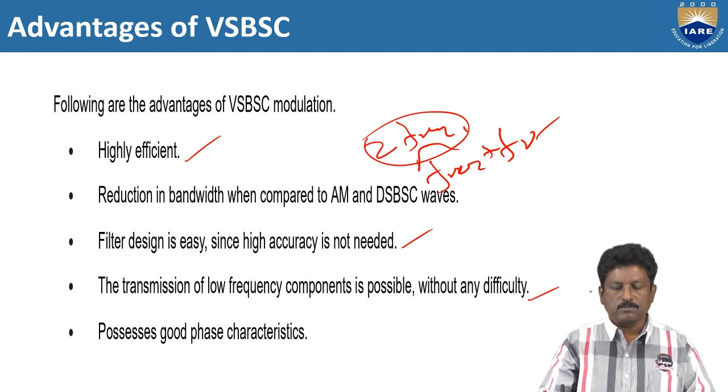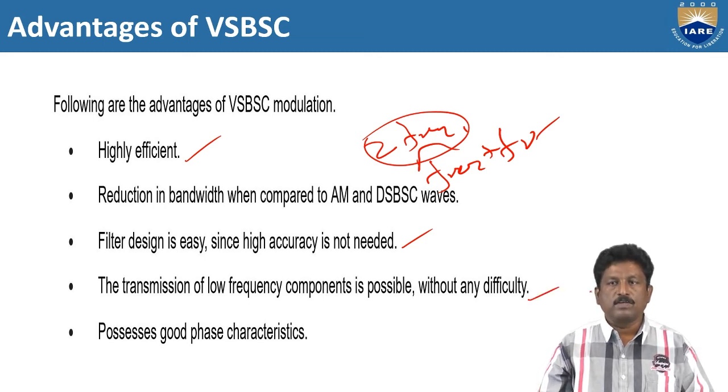Then coming to the next one, the transmission of low frequency components is possible without any difficulty. Here, not only high frequency but low frequency components are also possible in case of the VSB-SC wave. Whereas for the SSB or DSBSC wave or AM signal, it is not possible, or somewhat difficult, to transmit low frequency. Low frequency is very close to the audio frequency range, 20 Hz to 20 kHz.